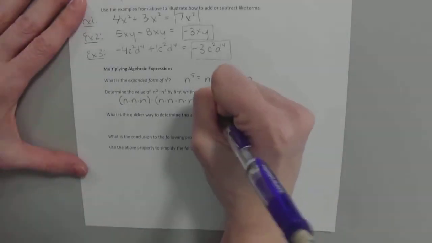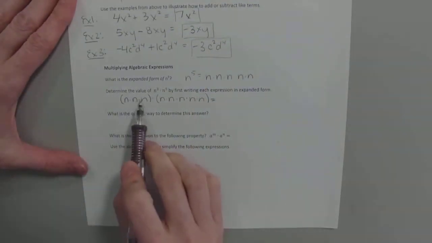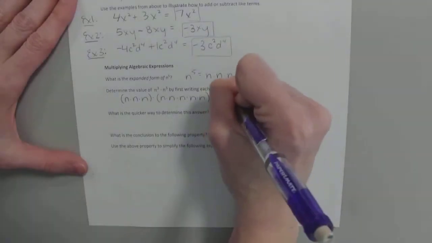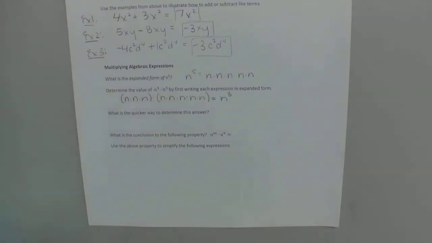But you notice then at that point you just have a giant exponential problem. How many n's are you multiplying now? 1, 2, 3, 4, 5, 6, 7, 8. You got it. So that's just n to the 8th. You guys see what I did?